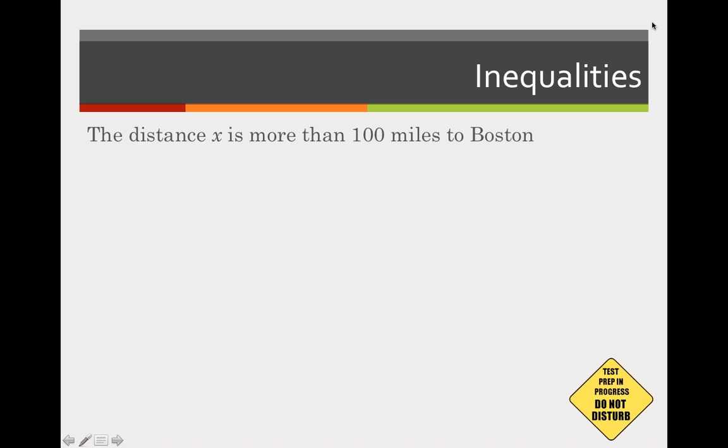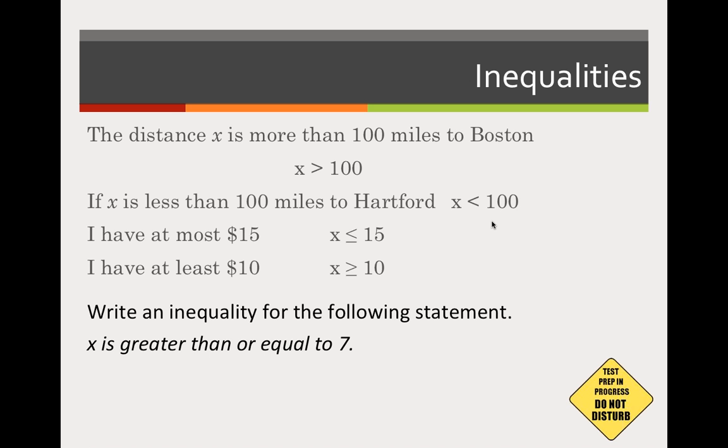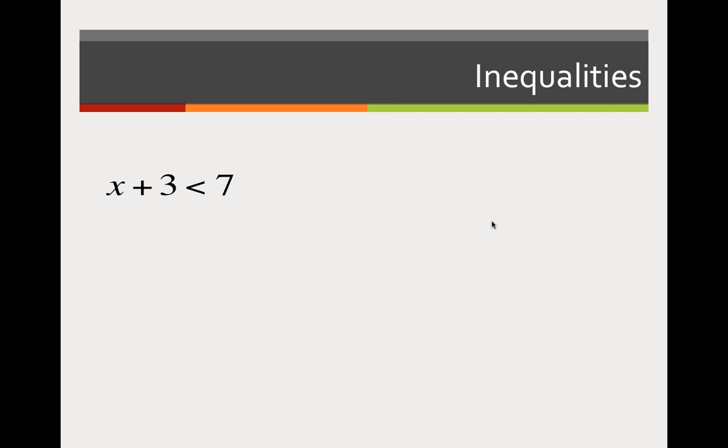So here's a word problem involving inequalities. The distance x is more than 100 miles to Boston, and we can see that as x is greater than 100. If x is less than 100 miles to Harvard, that's going to be x is less than 100. Now, at most does not mean greater than, it means less than or equal to. And at least does not mean less than, it means greater than or equal to.